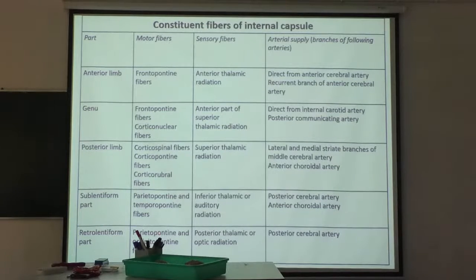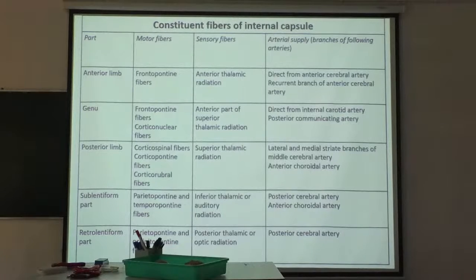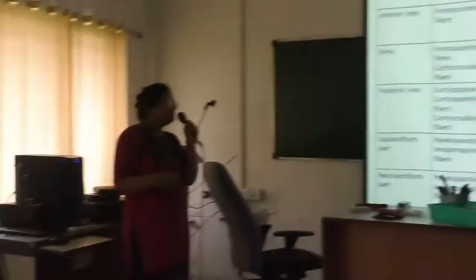Next, we go to the retrolentiform part. Its motor fibers are parietopontine and occipitopontine. Retro means posterior, so posteriorly, like this, the occipital lobes, occipitopontine. Sub means below. The temporal lobe is lying below, in the lower part of the brain, so it contains the temporopontine fibers. Like this you can remember.